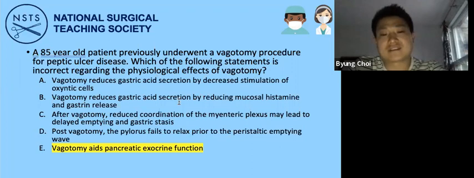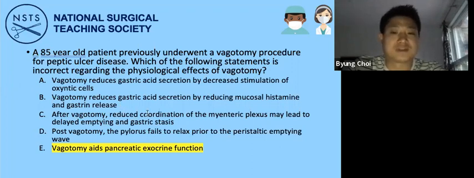Vagotomy reduces gastric acid secretion in B by reducing mucosal histamine and gastrin release. Well, again, that's true because all of these hormones that positively affect gastric acid secretion, like we saw in that diagram, which histamine and gastrin were, are partly also driven by the vagus nerve. So this is going to be true because reduced vagus stimulation reduces these hormones.